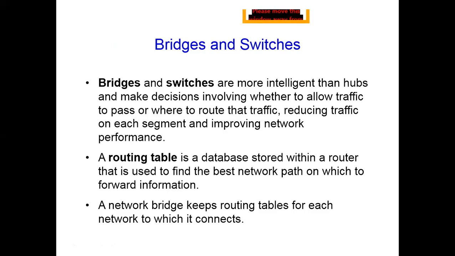Bridges and switches. Bridges and switches are more intelligent than hubs and make decisions about whether to allow traffic to pass or where to route that traffic, reducing traffic on each segment and improving network performance. A routing table is a database stored within a router that is used to find the best network path on which to forward information. A network bridge keeps routing tables for each network to which it connects.